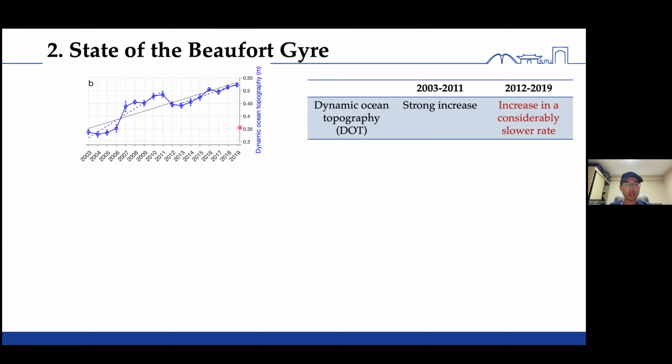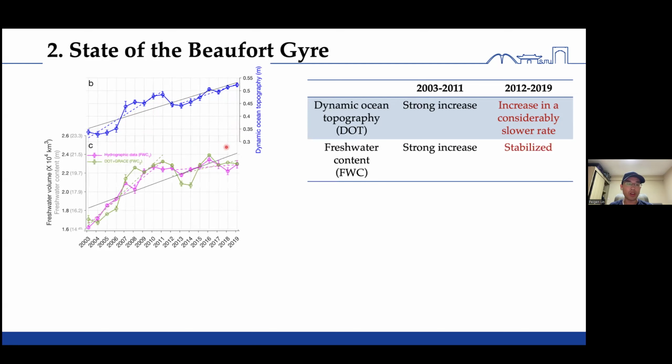And we talk about the freshwater content, right? Then let's look at the freshwater content right here. We constructed a time series of freshwater content as well during this time period, and you see that the freshwater content increased dramatically in the earlier period, and it becomes more stable in the second period.